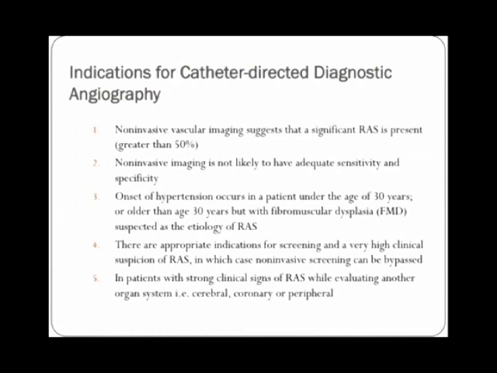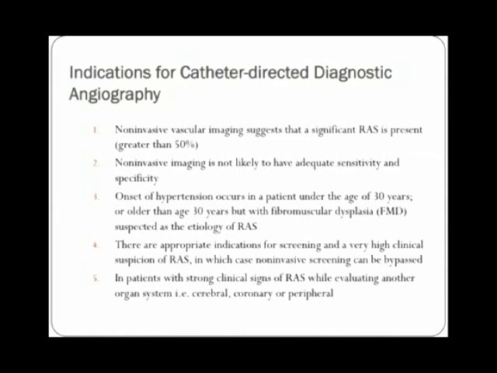And so when you get down to that 50% thing, or 60% or 40%, it's really tough to tell on a MRI whether it's actually a stenosis or if you look like they've got FMD, and you really can't tell looking at an FMD whether it's significant or not hemodynamically. Onset of hypertension occurs in a patient under the age of 30, or older than 30 years but has FMD suspected on the non-invasive studies. There are appropriate indications for screening and a very high clinical suspicion of renal artery stenosis, in which case non-invasive screening can be bypassed with appropriate indications.